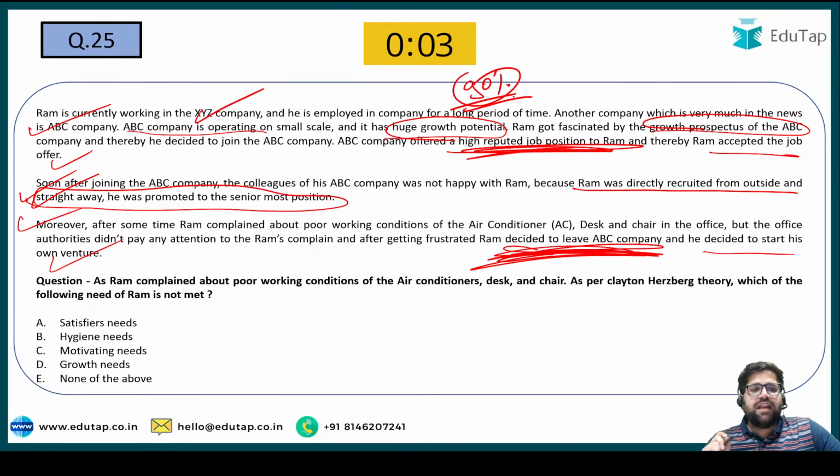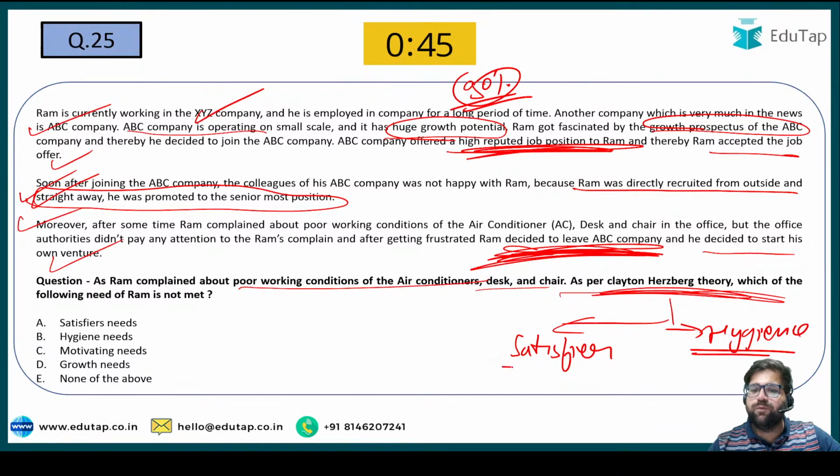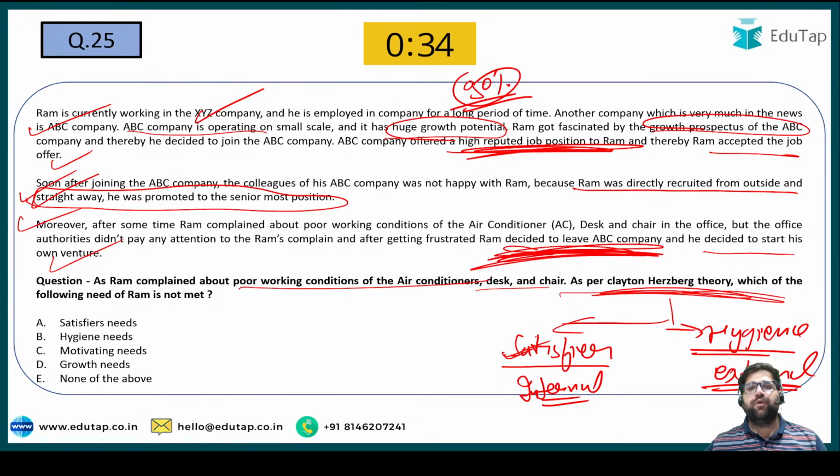Now the question says that Ram complained regarding poor working conditions of air conditioners, desks and chairs. As per Herzberg's theory, which of the following needs of Ram is not met? We all know that Herzberg is very famous for the two-factor theory. The first factor is satisfiers. The second factor is hygiene factors, my friend. Satisfiers are more of internal factors which stay for a long period of time. Hygiene factors are more of external factors which are there for a short period of time. Satisfiers decide how motivated you are, and hygiene factors, as I have told you, decide whether you are dissatisfied or not dissatisfied.